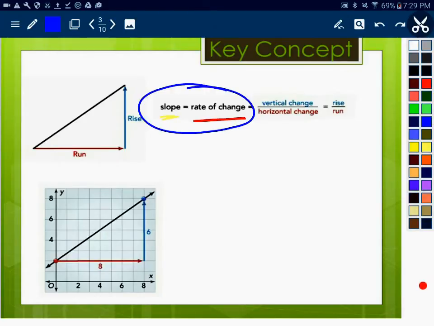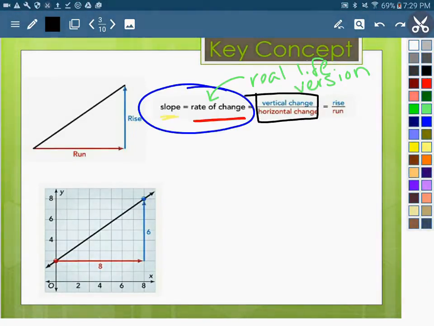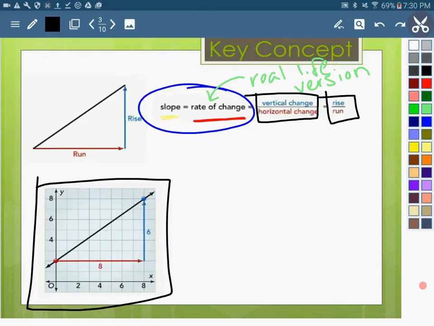I think of rate of change as being like the real life version of slope. So if you say slope, you could be talking about just a plain old graph without any real life connection. But if you say rate of change, there should be a real life connection, which if we think about slope, it's still vertical change over horizontal change, also known as rise over run. So if you get a question that asks for, say, the rate of change of this graph right here, I would still think of rate of change as slope or rise over run.